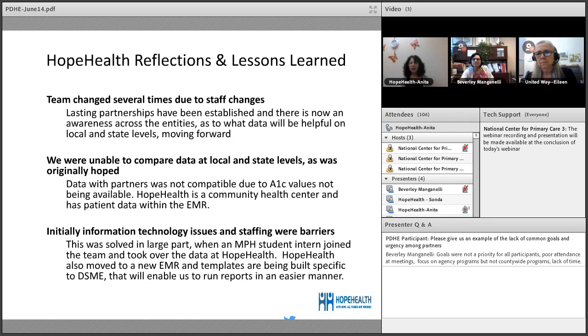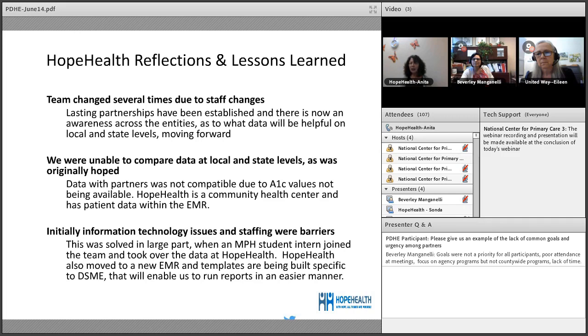Another issue was we had full intentions of comparing our Hope Health outcome data with, hopefully, other DSME programs throughout the state or with the South Carolina Primary Healthcare Association, but as it turns out, it was like trying to compare apples and oranges. The data just wasn't there. But we know now what we need to work on.